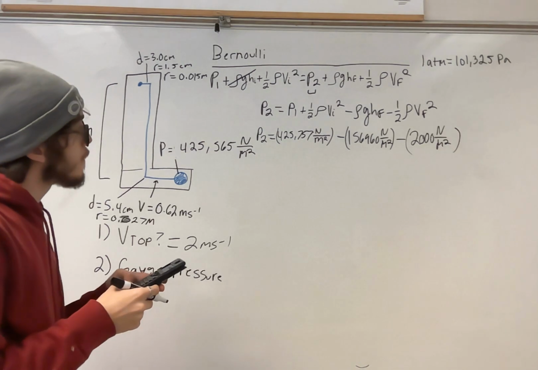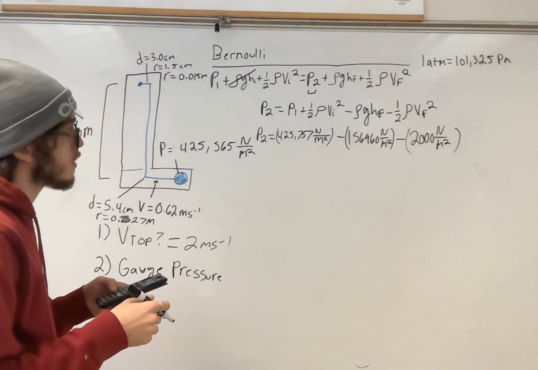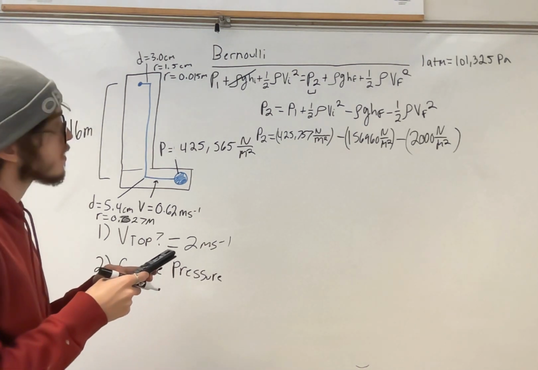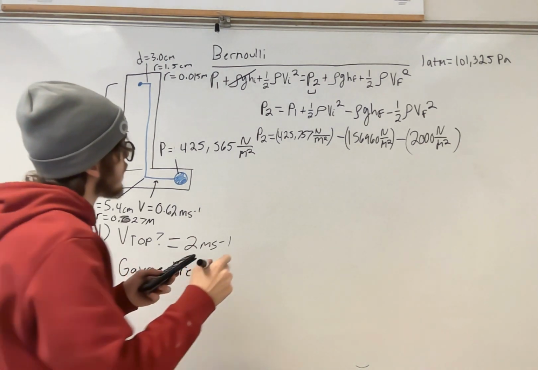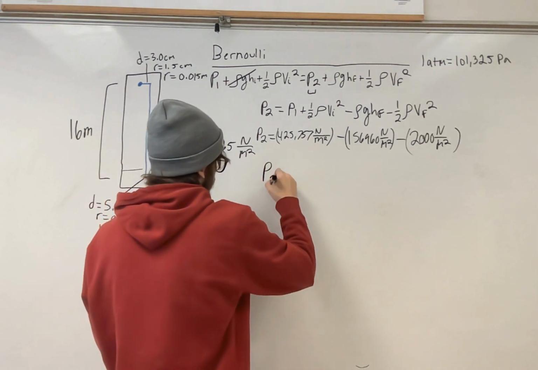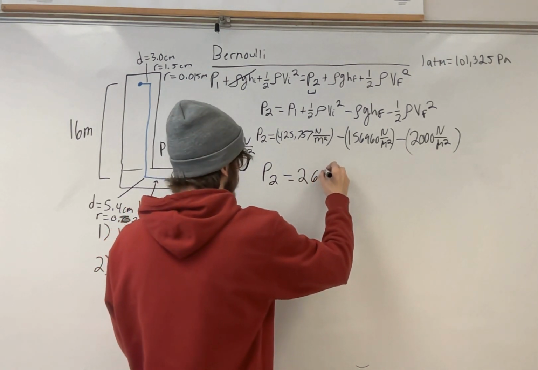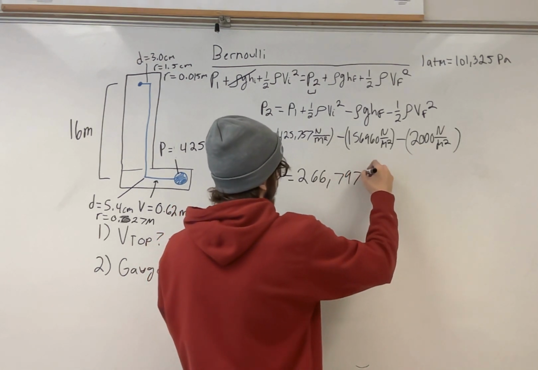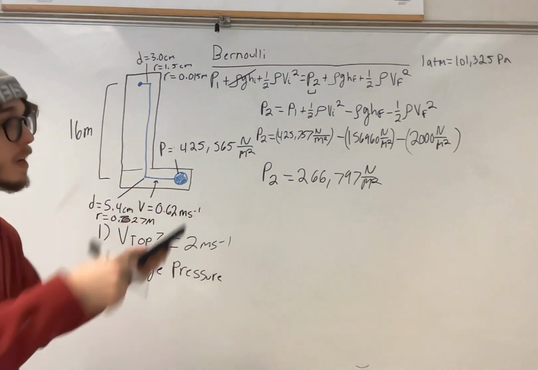Okay, now let's just do some simplification, subtract this by all of this. So the 425,757 newtons per square meter minus 156,960 minus 2,000. We're going to find that the final gauge pressure is 266,797 newtons per square meter. Okay, so that's the gauge pressure.